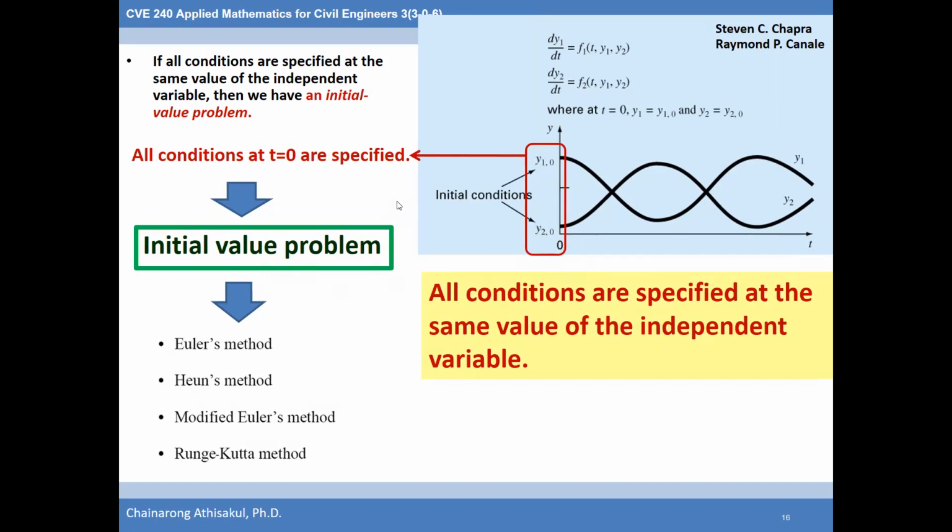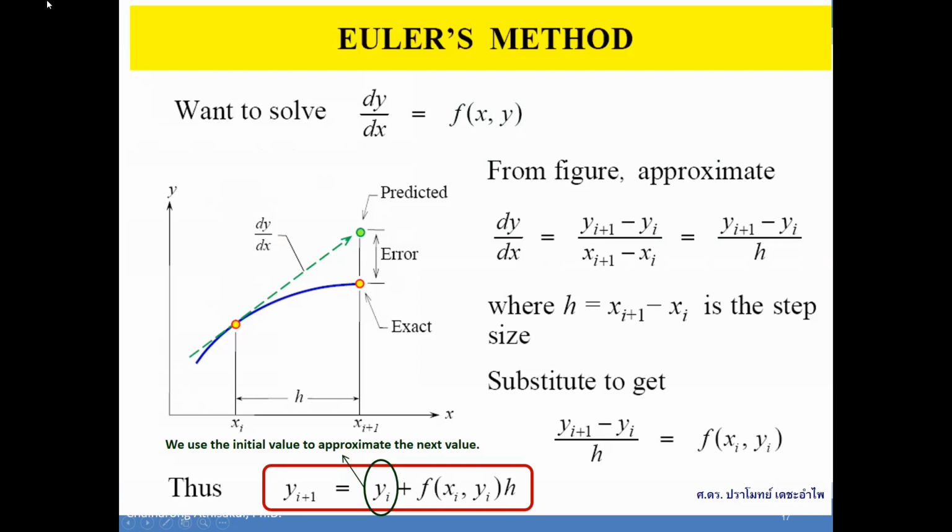Okay, we repeat that. We'll focus on only the differential equation in this form, that is dy by dx equal to f(x,y). So according to the definition of dy by dx, it can be approximated to be delta y by delta x, like this term.